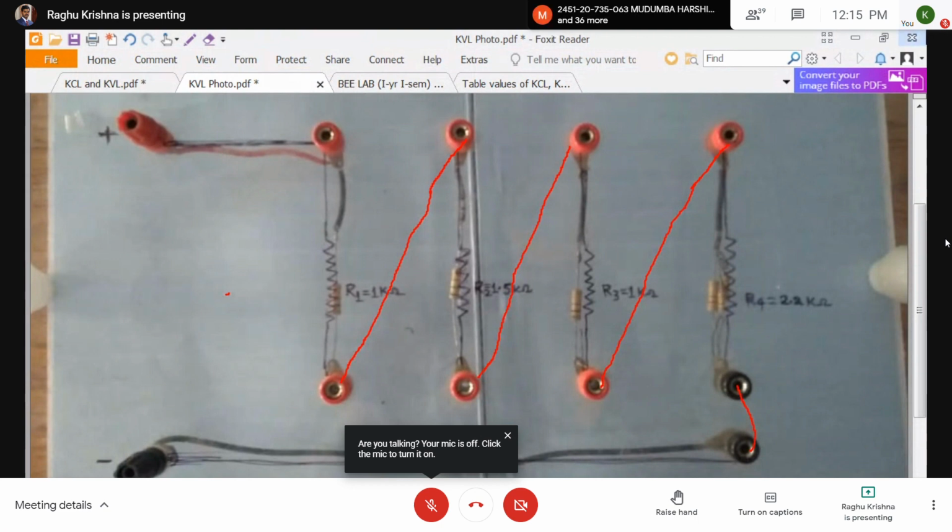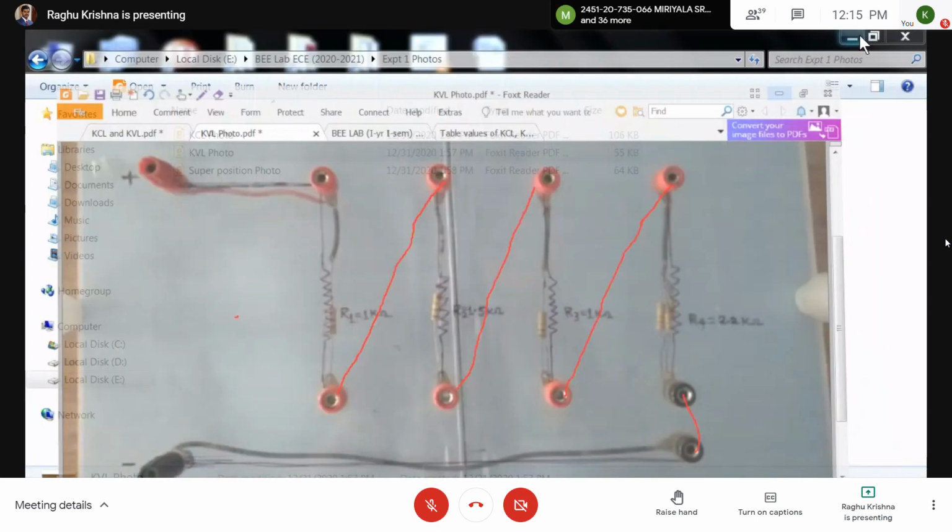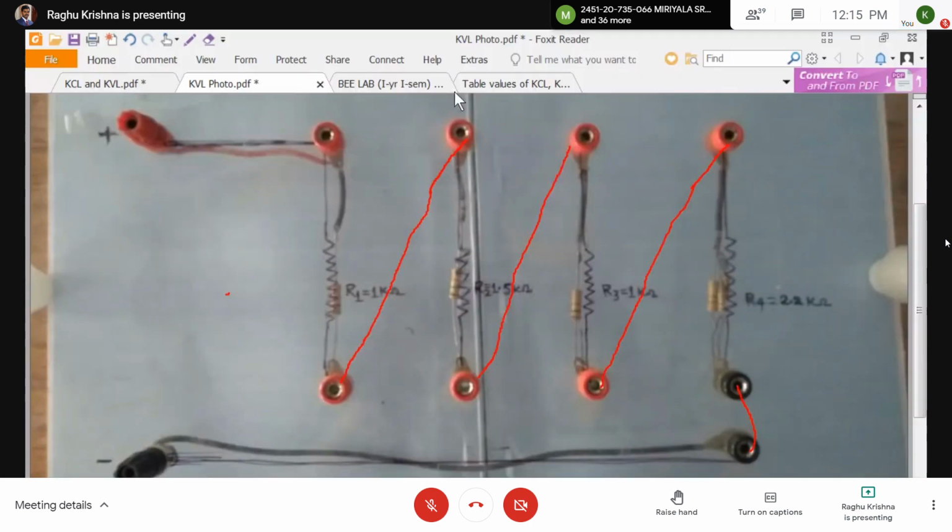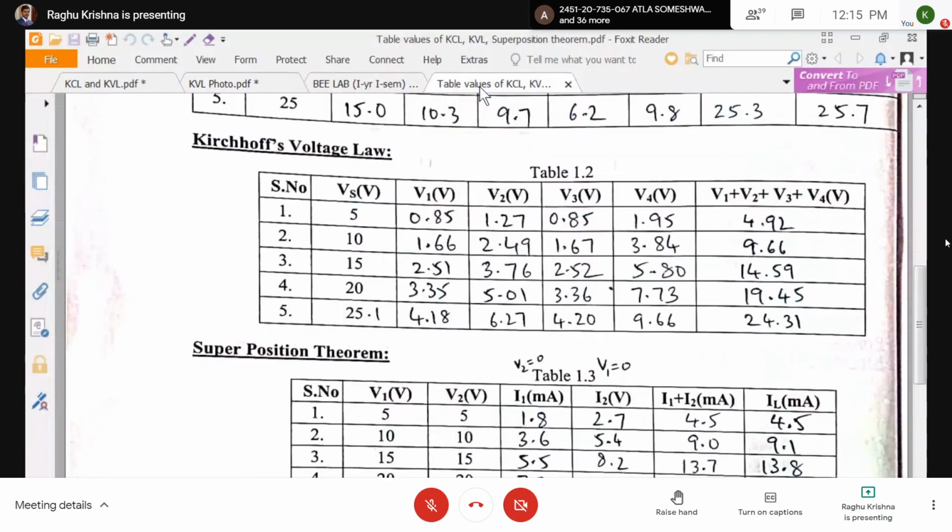Due to connecting wires there will be some voltage drop, and also the voltmeter reading will not be exact. It will also have some tolerance. You can take plus or minus 5%. So the voltmeter reading will show some slight error, some 2% or 3% error will be there.